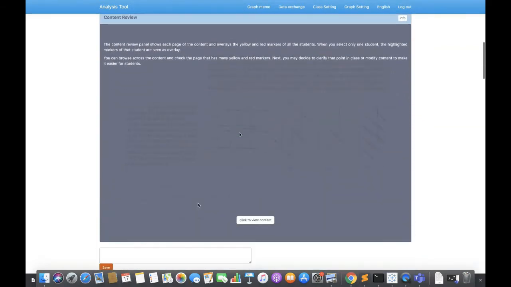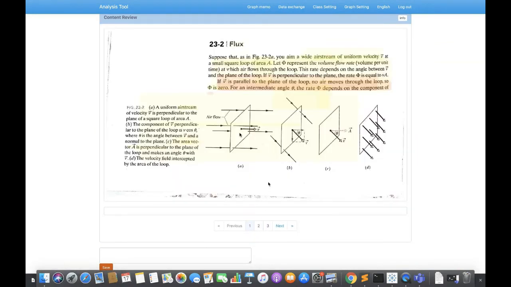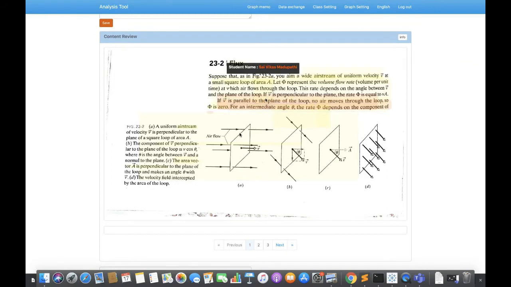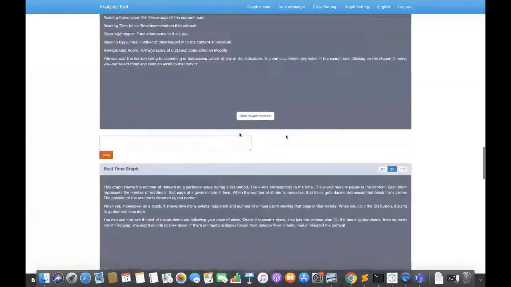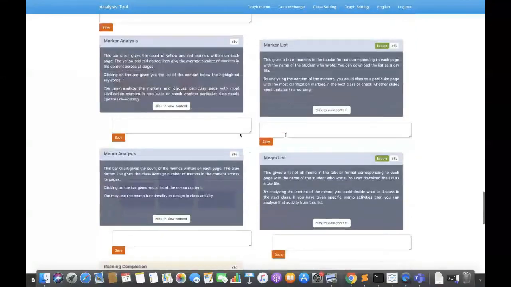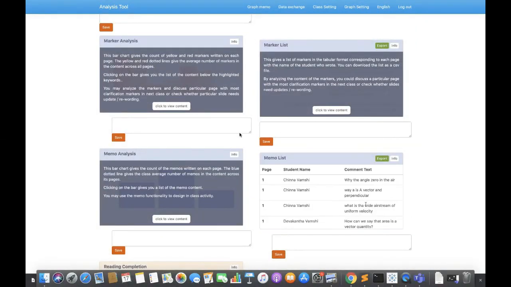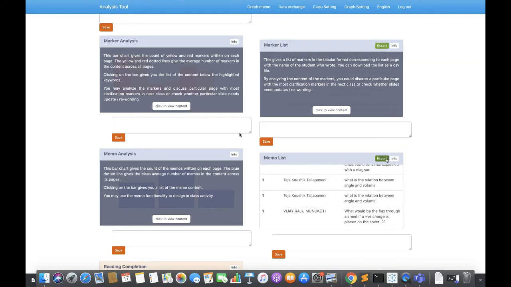It also shows at a glance for the teacher what things were highlighted. For all the students together, it shows what was highlighted as important or for clarification of a doubt. Further, it gives an accumulation of the memos that were written, and the teacher can look at all the students' memos in one panel and also export that in CSV format.